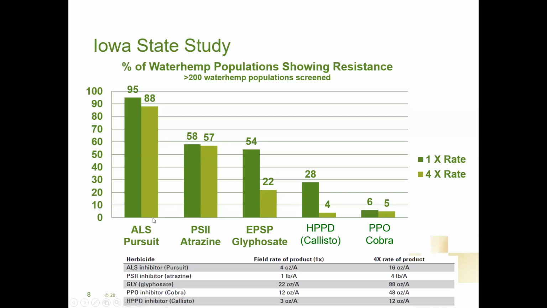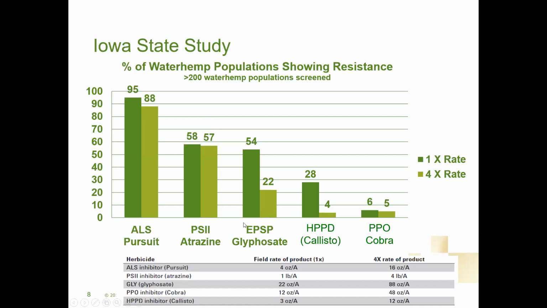The problem is that it was so widely used, and unfortunately, the site of action was so easily altered that about 95% of the water hemp populations that were screened showed resistance to a 1x rate of the chemistry. And by the way, even at a 4x rate, we still didn't get much better control.